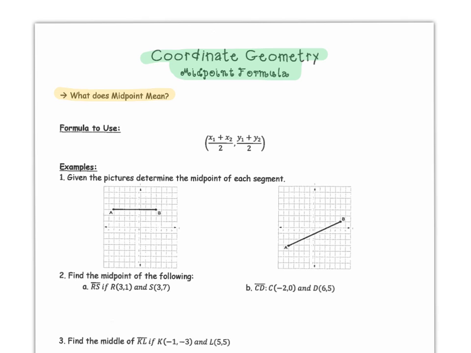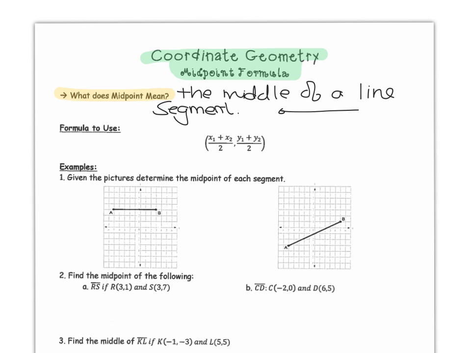So before we talk about what the actual formula is, what does midpoint mean? When you hear the word midpoint, what do you immediately think of? Hopefully you would think it's the middle of a line segment. You could also say it's the center of a line segment. If I take a line segment and cut it in the middle, each of my pieces are congruent. So another word for midpoint would be center. Just keep that in mind. We sometimes use the word center to trick you, or we could use the word middle, but hopefully when you hear the word middle, you know that it means midpoint.